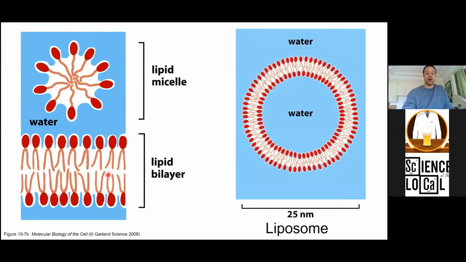And those lipid bilayers themselves can join up and form their own sphere. We call that sphere a liposome. If we're using it in the lab, we can make liposomes by using certain types of lipid, putting them in water, putting them through a filter, and we get liposomes formed. And liposomes are very cell-like structures.